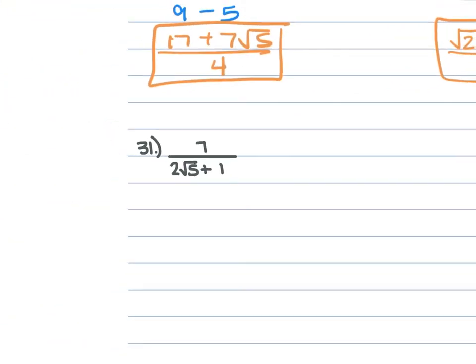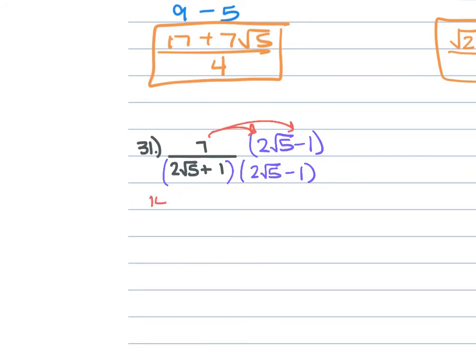For 31, we have 7 over 2 square root 5 plus 1. So put parentheses on your denominator, take the conjugate of it, 2 square root 5 minus 1, multiply top and bottom of this fraction by 2 square root 5 minus 1. So distribute the 7 in.